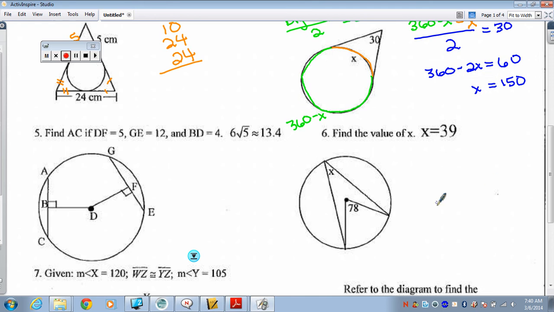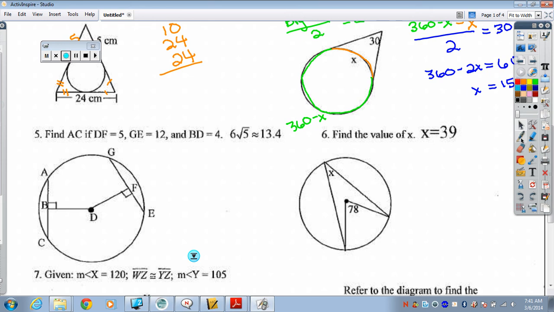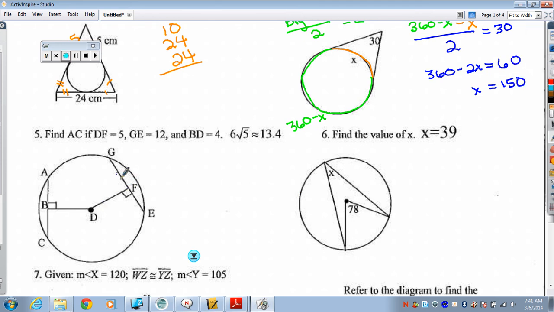Next problem. These two segments are perpendicular to their chords. So this is what we know. If this segment is perpendicular to this chord, we know this is congruent to this. That is one of our theorems. If you don't know that, make the extra effort to remember that.